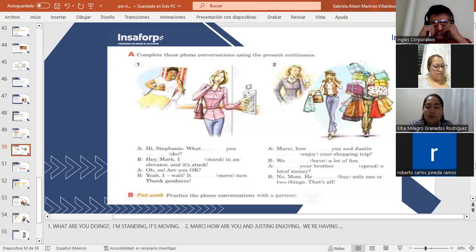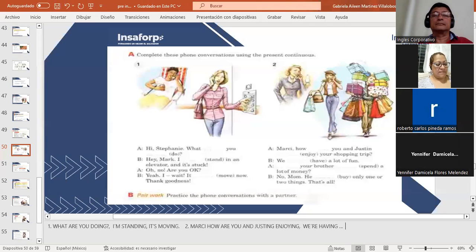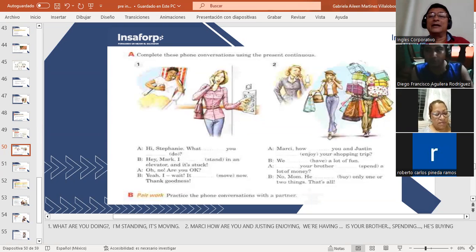Are your brothers spending a lot of money? Okay, si es tercera persona, uso is or are. Is your brother spending a lot of money? He's buying. Todo el tiempo va a llevar el is antes del verbo, ¿verdad? Yes, así es la fórmula. Gracias.